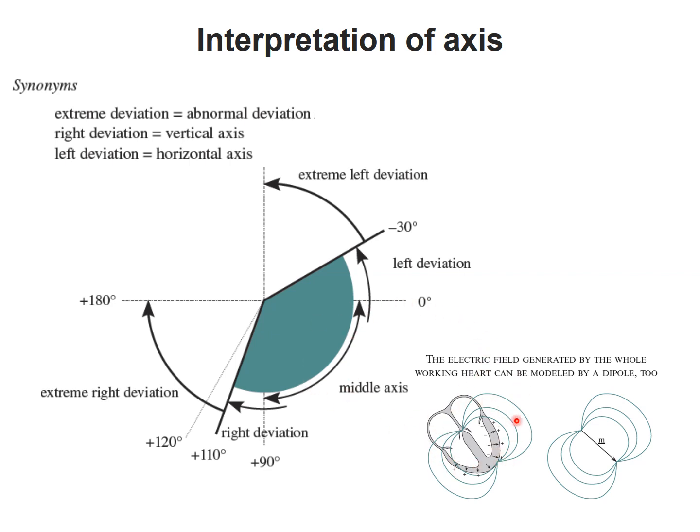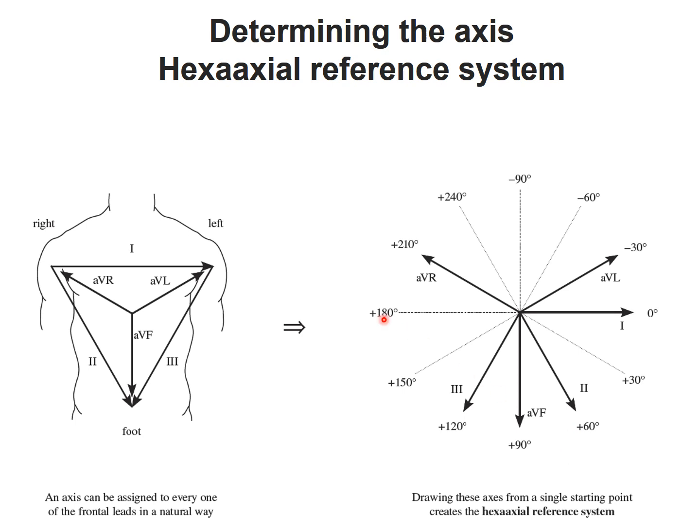Now, how are we going to calculate this axis? Basically, we are going to use this dipole model and this vector model. What you learned in physiology is that they used the Einthoven triangle. They used only leads 1, 2, and 3, and they constructed the axis.